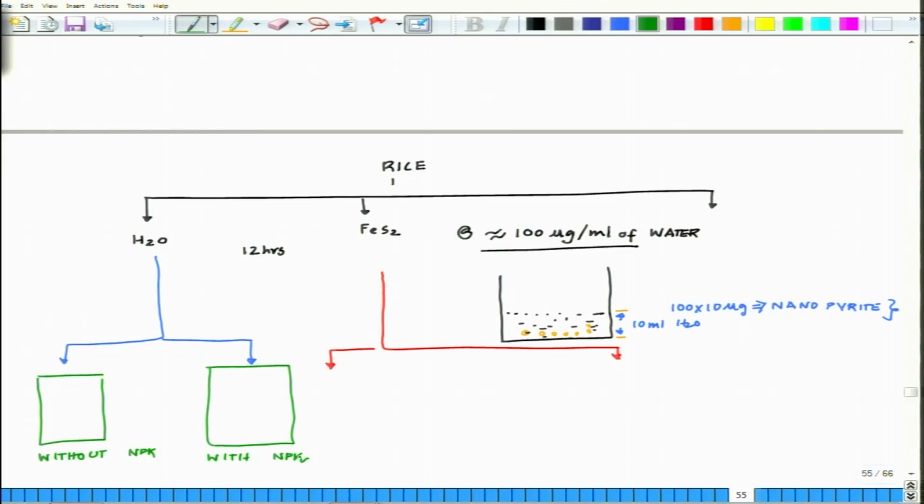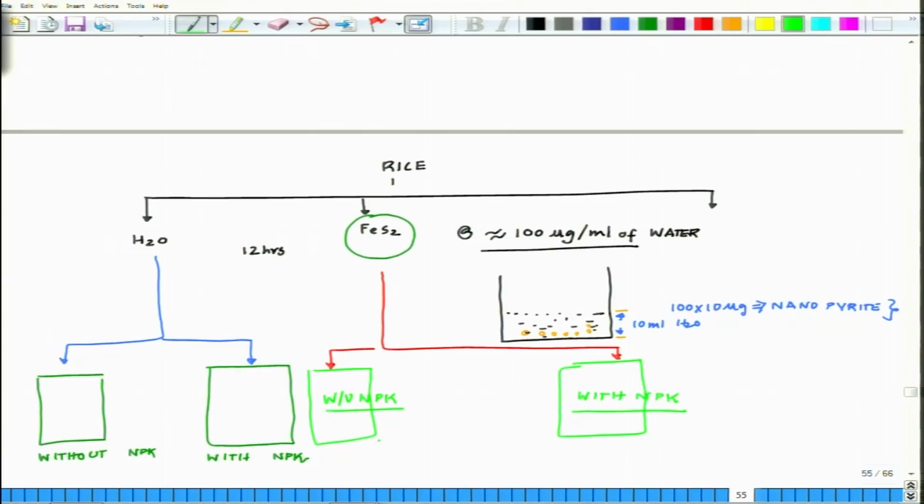Now, these two sections, FeS2 treated, these were also done the same way, without NPK treatment and with NPK treatment. So, you observe there are 4 different categories: simple water treatment of the seeds divided in 2 parts.